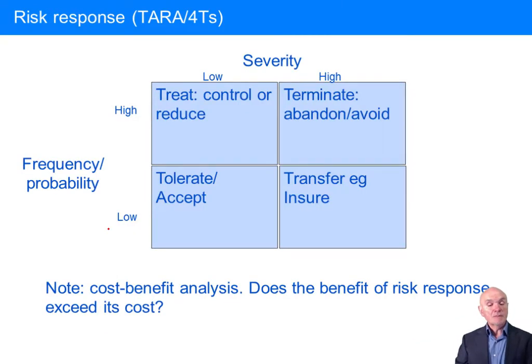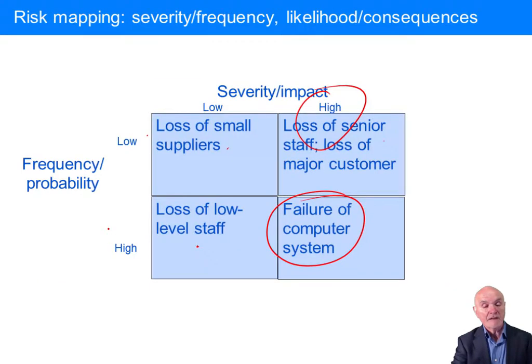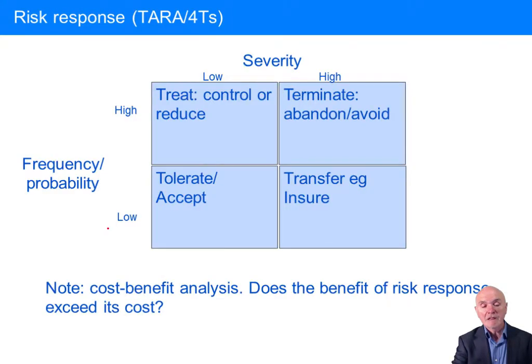Now this is the response. Now we have exactly the same diagram here as we had here. Severity and impact across the top going low-high, frequency and probability going down the side. But what happens here, simply the way it came up, it's high-low, but that's fine.